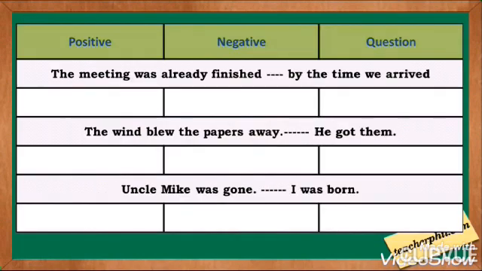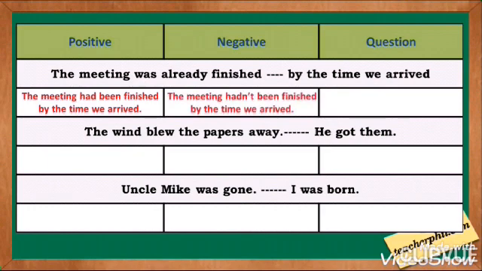Another exercise for us. The meeting was already finished by the time we arrived. What is the positive form of that statement? I'll say the meeting had been finished by the time we arrived. So what is the negative form of that statement? The meeting hadn't been finished by the time we arrived. What about the question form? Had the meeting been finished by the time we arrived?